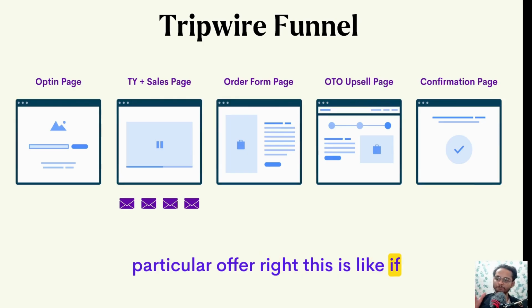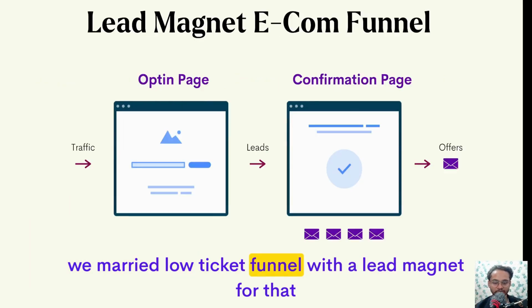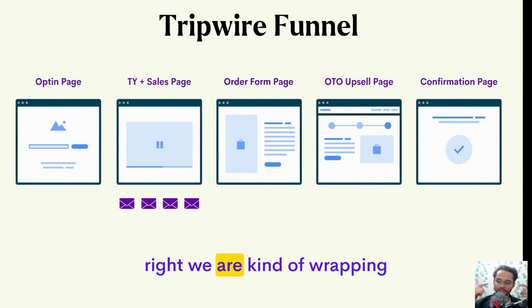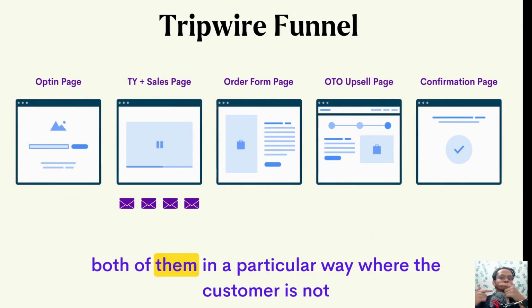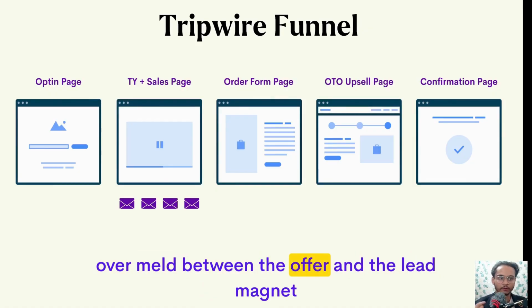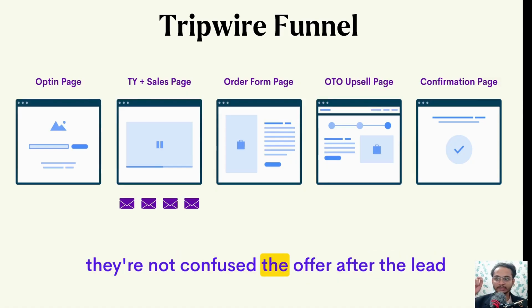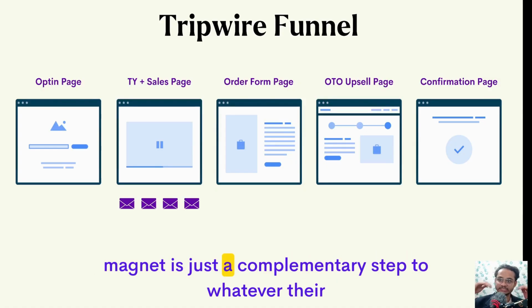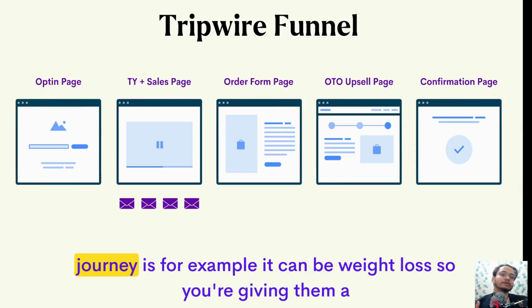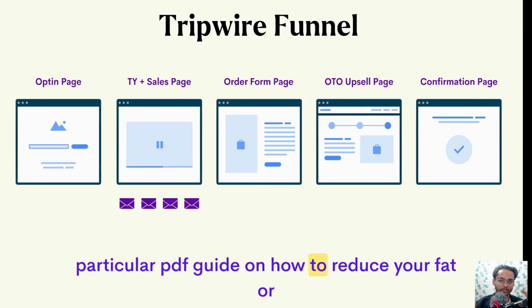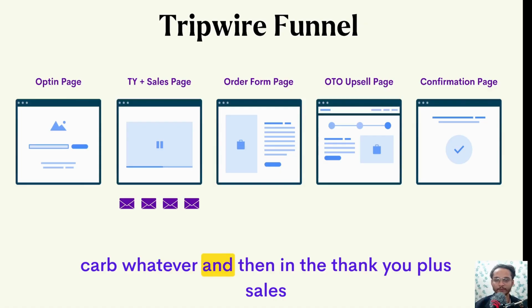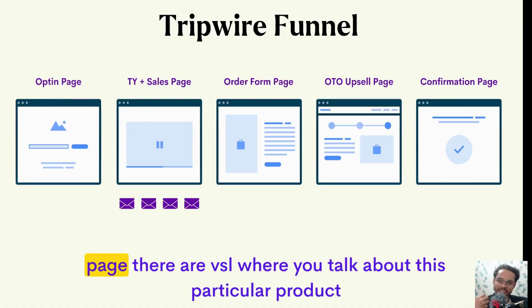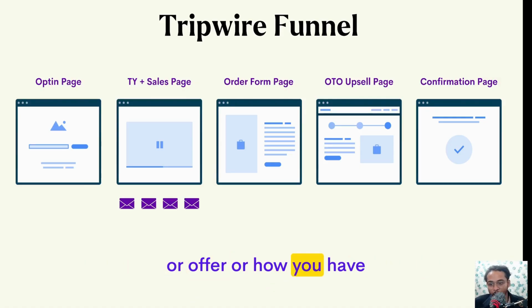This is like if we married a low ticket funnel with a lead magnet funnel, right? We are wrapping both of them in a particular way where the customer is not overwhelmed between the offer and the lead magnet. They're not confused. The offer after the lead magnet is just a complementary step to whatever their journey is. For example, it can be weight loss, so you're giving them a particular PDF guide on how to reduce fat or carbs, whatever. And then in the thank you plus sales page, there is a VSL where you talk about this particular product or offer or how you have done it.